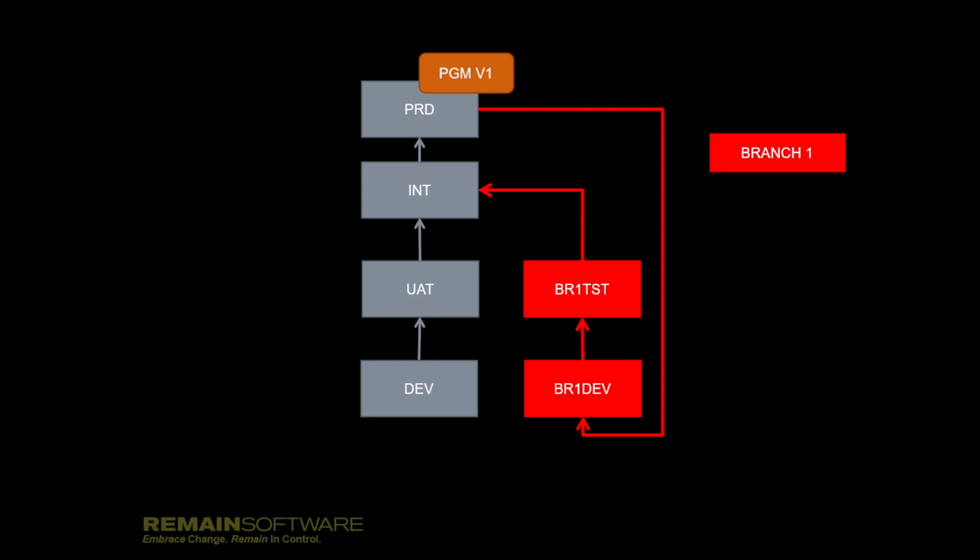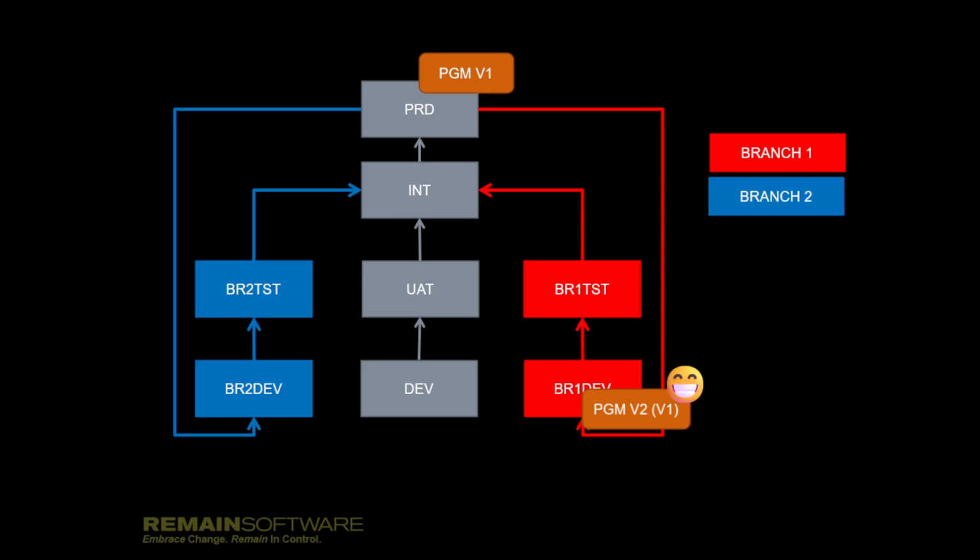So how does that work? Well, suppose this developer checks out the program. They will no longer do that in their own development library, but it will go into this isolated branch development library. And now I have this program, currently version 2. It was version 1 in production, it's now version 2. And I'm just happily coding this program.